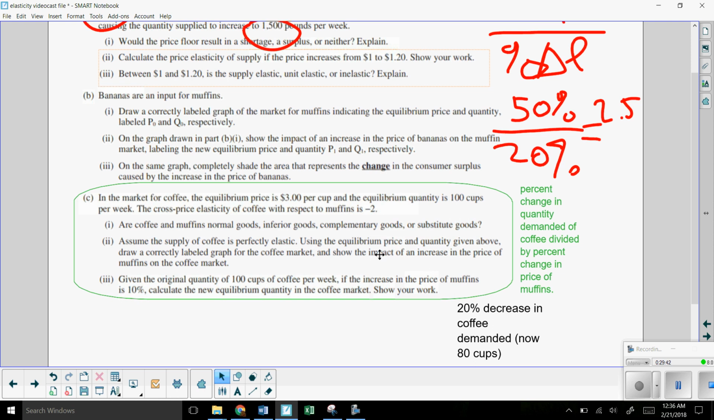So we want to buy fewer of those. And that means that there's a decrease in demand. And at the new price of muffins, people only want to buy 80 cups of coffee per week. So it's a 10% increase in the price of muffins and a 20% decrease in the amount of coffee demanded. So 80 cups is your answer to that one. And they've helped you out by providing a horizontal supply curve so that you know exactly what that value is.